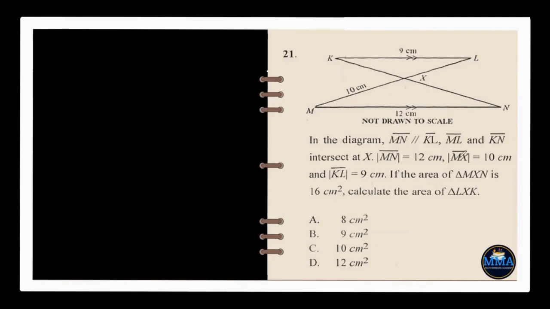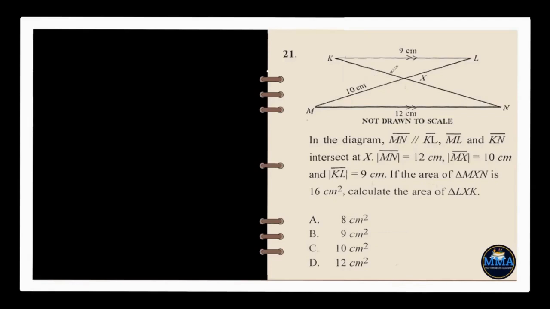The length of the line segment MS is 10 centimeters. And the length of the line segment KL is 9 centimeters. If the area of triangle MSN is 16 square centimeters, calculate the area of triangle LSK. Now, we want to do something to this diagram. We are going to see two triangles that will be similar, but we need to mark them off.